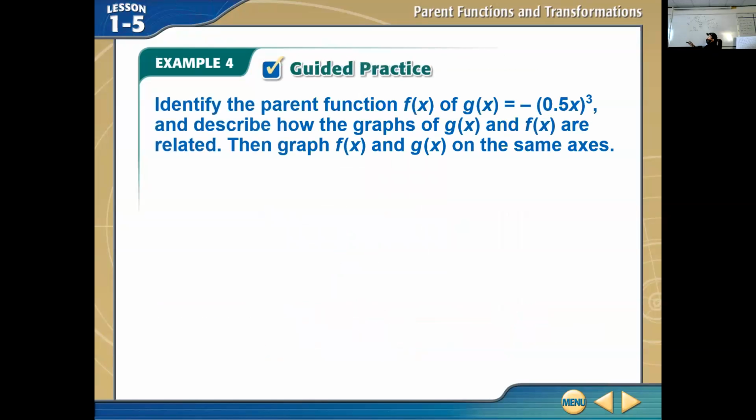Okay, so identify the parent function of f of x and g of x. So the parent function is going to be x cubed, the cubic function. This is an inside function, so this is going to be stretched horizontally.